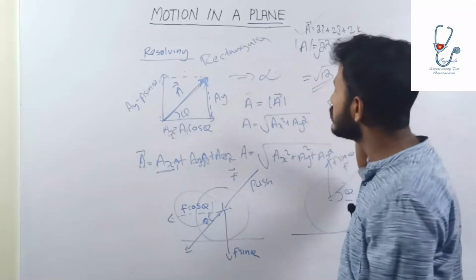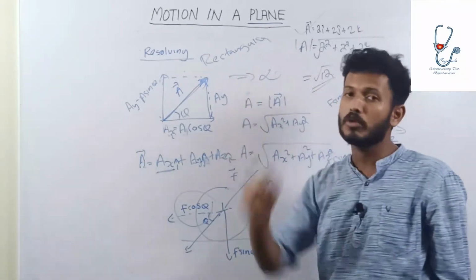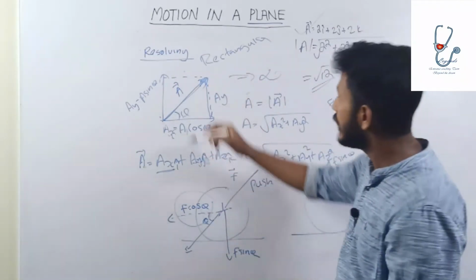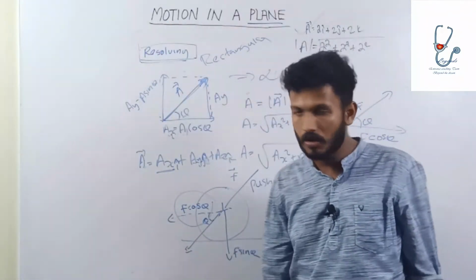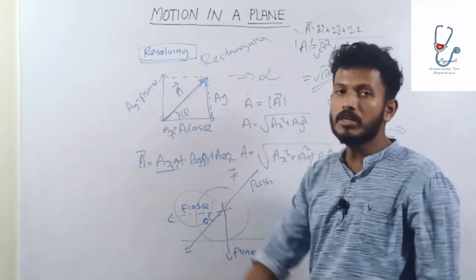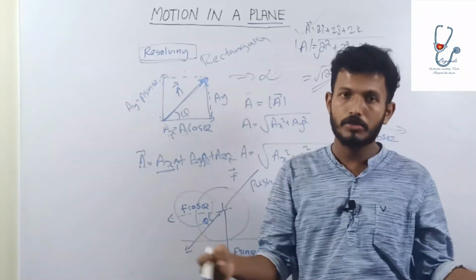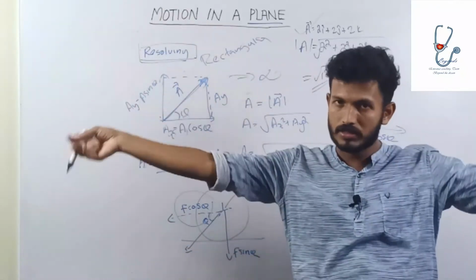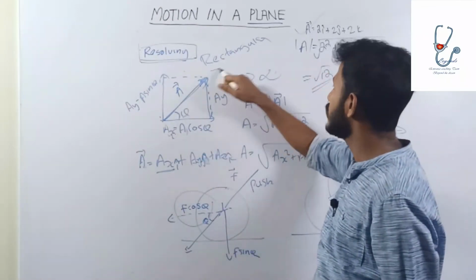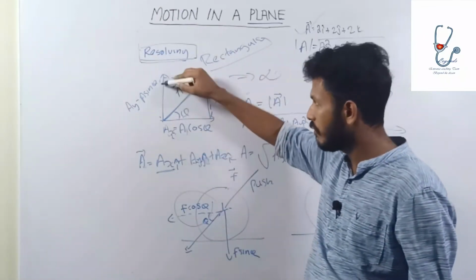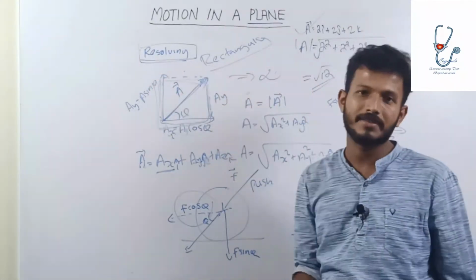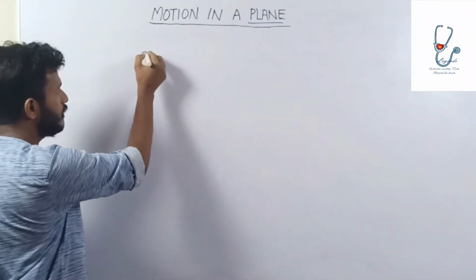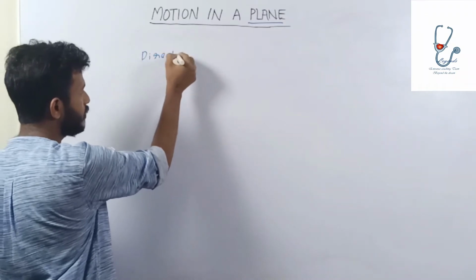Like this we have to find the magnitude of vectors. For that purpose we are resolving vectors. So resolving of a vector means splitting of a vector into an infinite number of components. But here we are using rectangular componentization. Why is it called rectangular? Clear? Next one, directions using vectors.